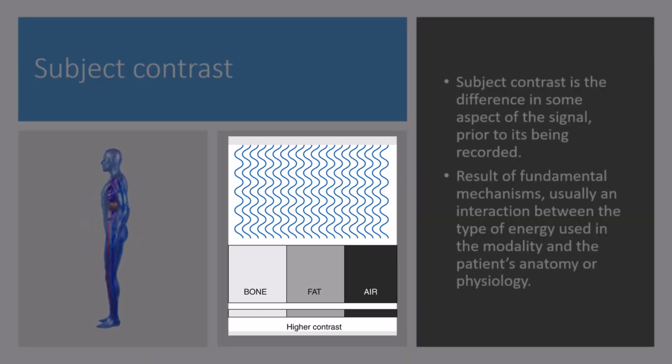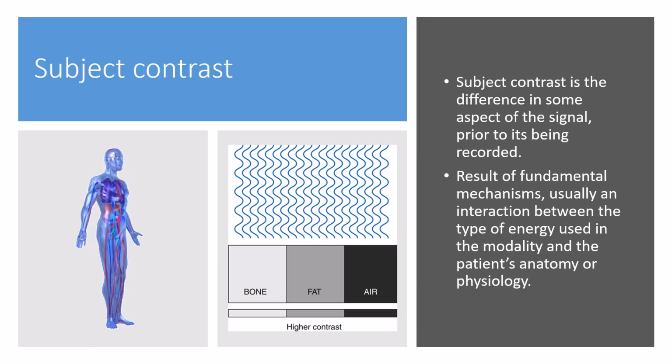Subject contrast is the difference in some aspect of the signal prior to its being recorded. Subject contrast is the result of fundamental mechanisms, usually an interaction between the type of energy used in the modality and the patient's anatomy or physiology. For example, in X-ray, we're recording radiation, and in MRI, we're recording the radio frequency signals.